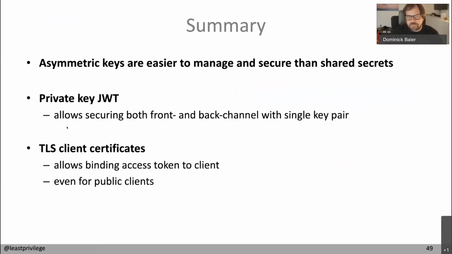Okay. So that's it. Obviously, there's more to learn here, but these are, you know, my main key takeaways. Secure the front channel. Use asymmetric keys. Use the private key JWT mechanism for the back channel, and then if you are interested in this proof of possession feature, you can layer on top TLS client certificates. You don't need a CA for that. You don't need a PKI for that. You can just generate them yourself. The client doesn't even need to be a confidential client.